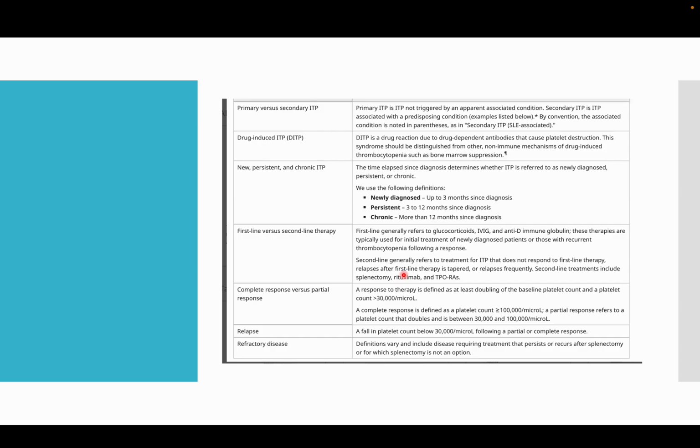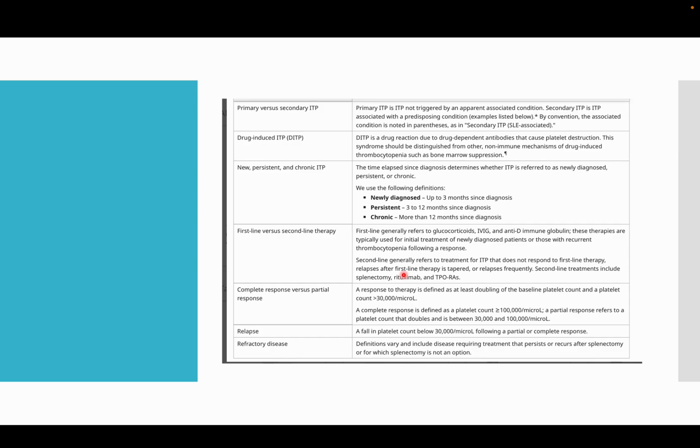Second line therapies include thrombopoietin analogs like eltrombopag and romiplostim. You can try other types like azathioprine and mycophenolate mofetil. There are vinblastine and vincristine, which were previously used, not used right now. Danazol is used, which acts as an androgen agonist and can stimulate the platelet count.